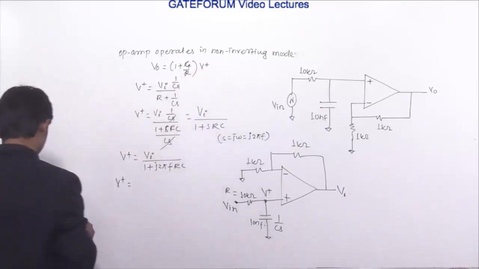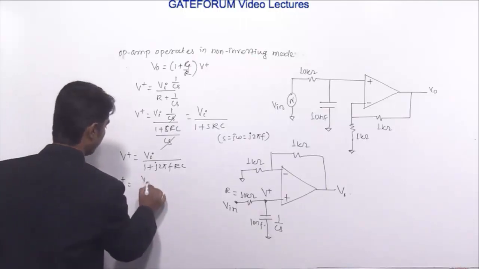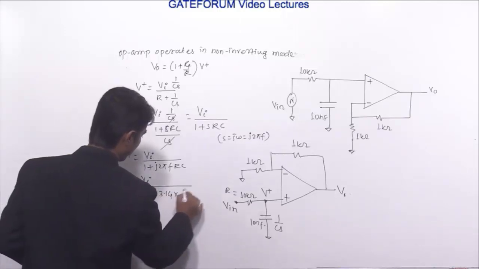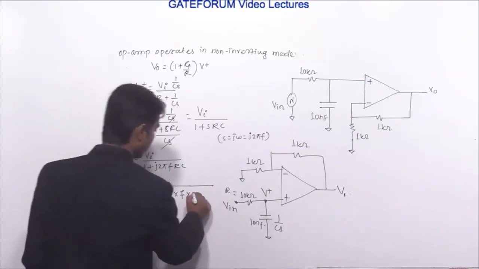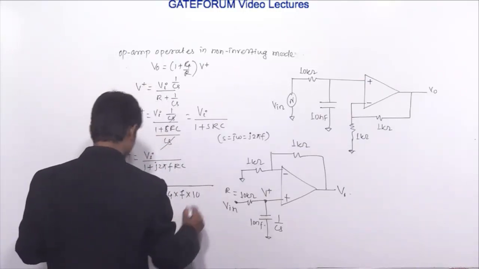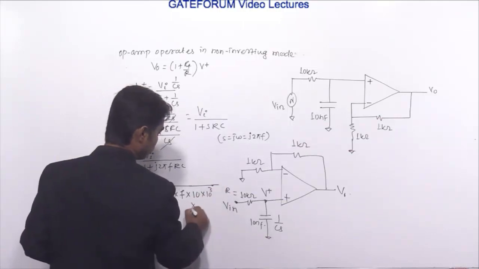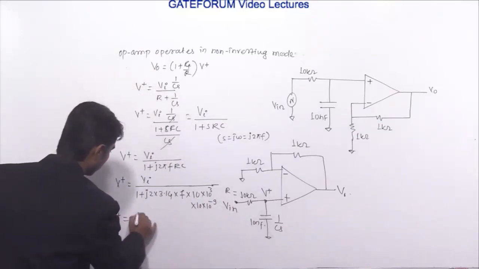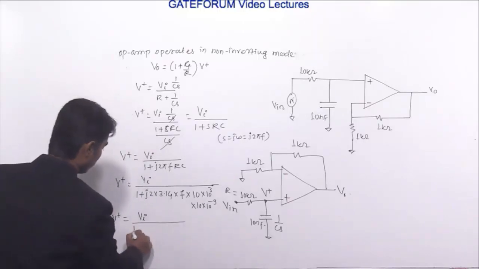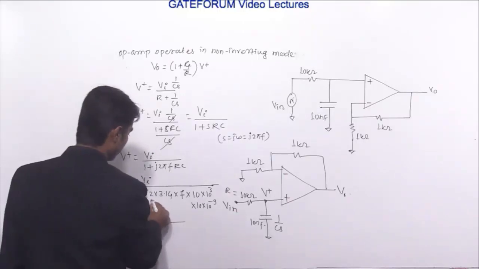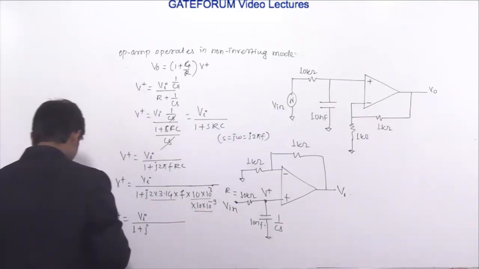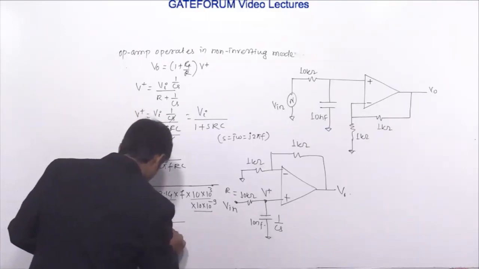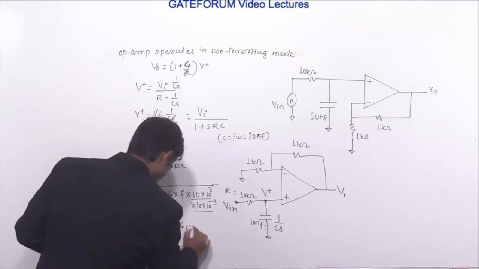Simply we can say that V plus will be Vi upon 1 plus j 2 pi 3.14 into f. You have to calculate the f into r. R is how much? It's 10 into 10 raised to power 3, it's 10 kilo ohm, and C is 10 into 10 raised to power minus 9. Now see, this V plus will be Vi upon 1 plus j. Multiply all this, I think we'll get 6.28 into 10 raised to power minus 4 farad.